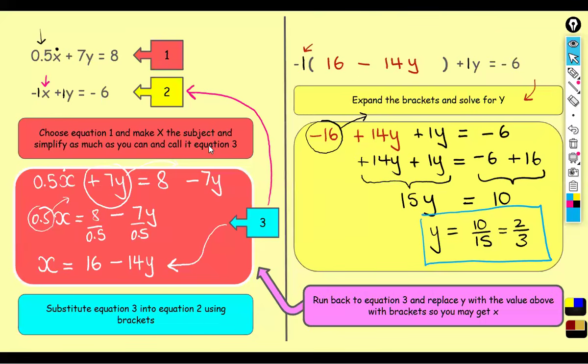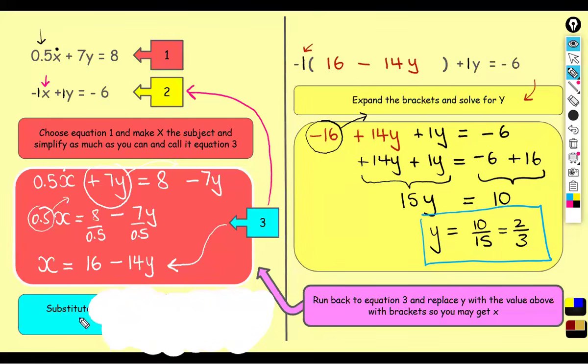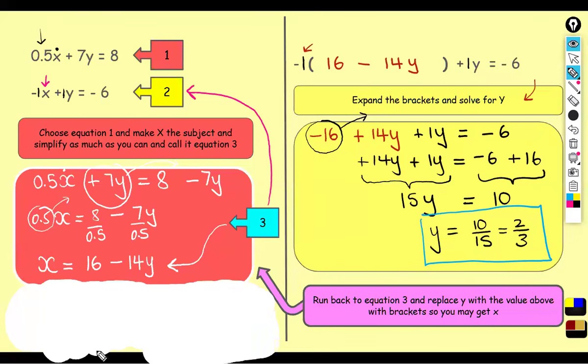So I'm just going to show you what to do now. We still have to run to equation 3. I'm running out of space here. I'm going to clear some space for myself to show you all how to handle this. All right. Make sure it looks neat.